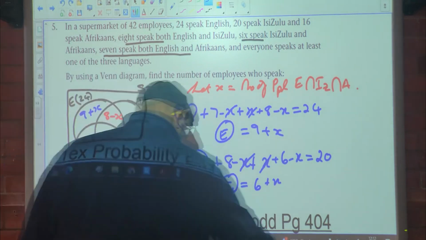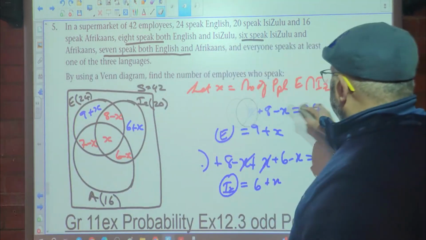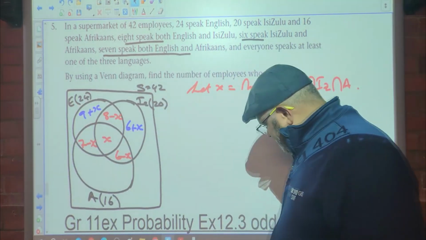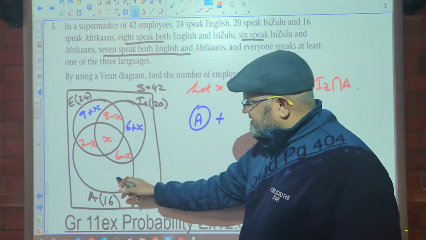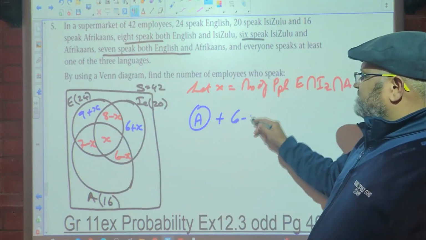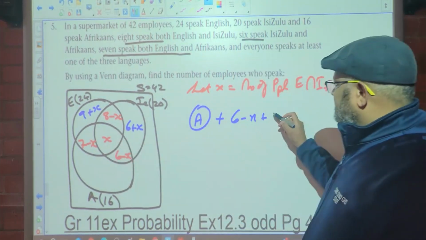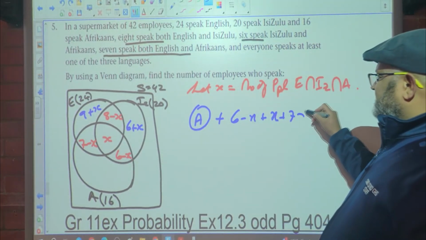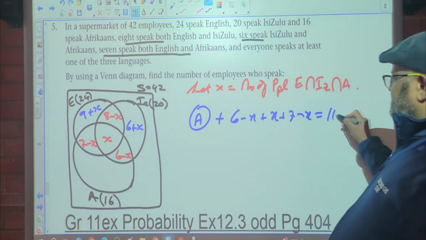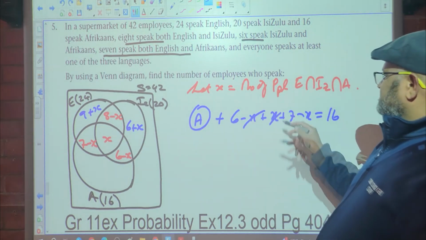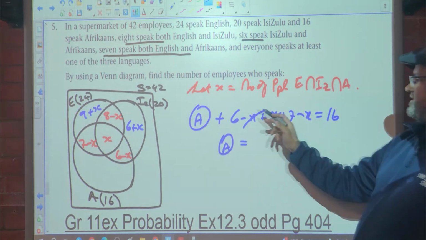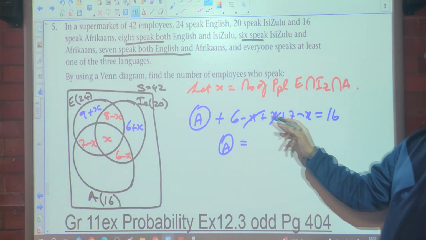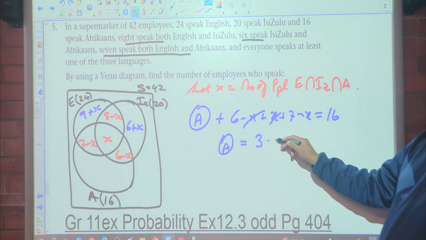Let me work out the last one. So the unknown in Afrikaans only, plus 6 minus x, plus 7 minus x, adds up to 16. That cancels. So the unknown for Afrikaans is equal to 16 minus 6 is 10, 10 minus 7 is 3, plus x.